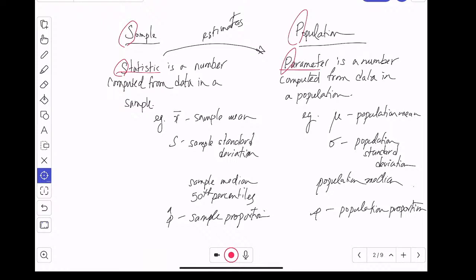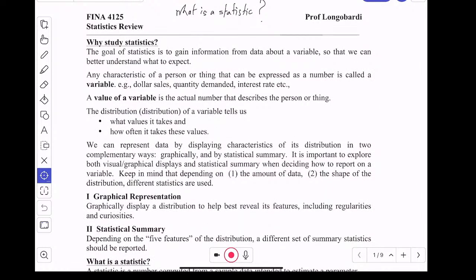So, having said all of that, these in the sample are meant to estimate these in the population. So what is the goal of statistics? The goal of statistics is to gain information from data about a variable so that we can better understand what to expect. And I'm going to add in as a goal to alleviate uncertainty.